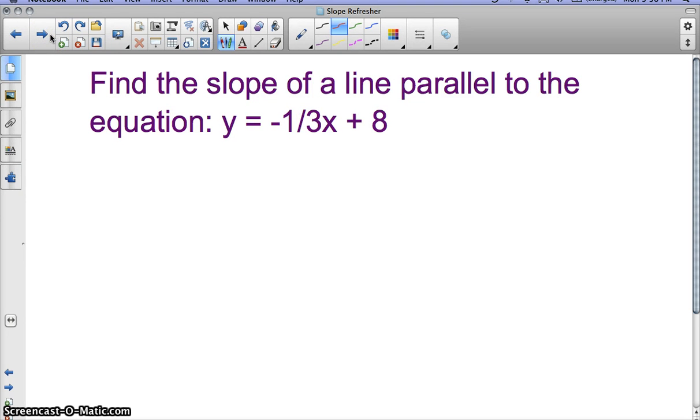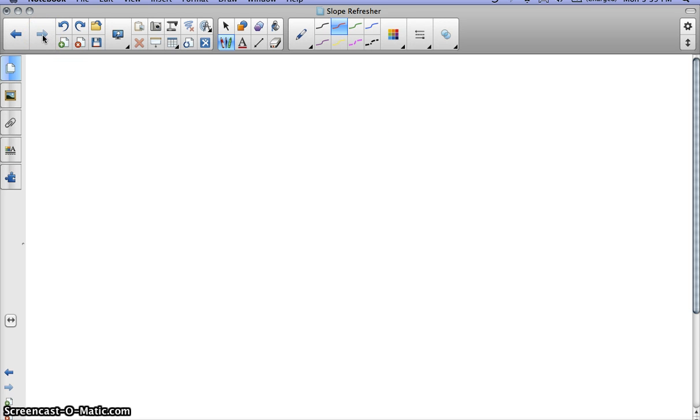Same thing. Find a line parallel to the equation y equals negative 1/3 x plus 8. Start by writing the things that do not change. Since we want a parallel line, we have to keep the slope the same. And then again, I'm just going to put plus 1. 1's probably my favorite number. It's super easy to remember, and it's not 8. That's the most important part about this one.